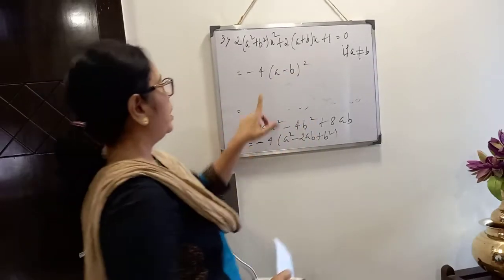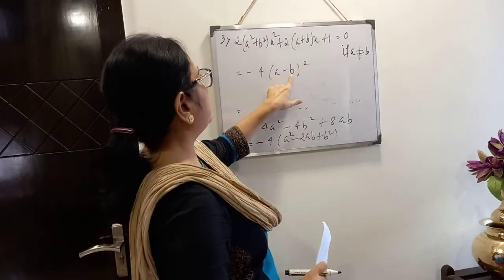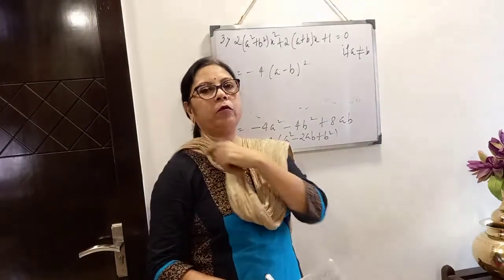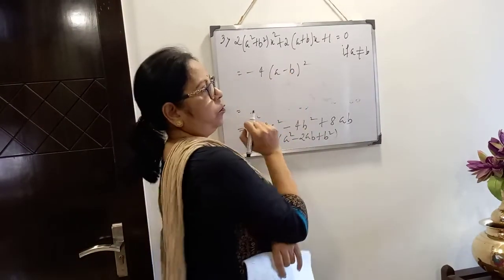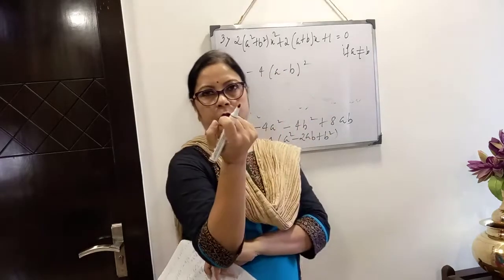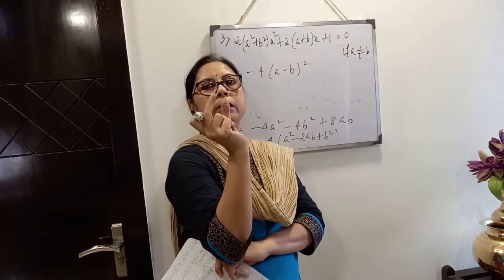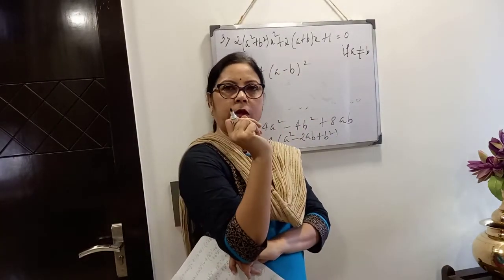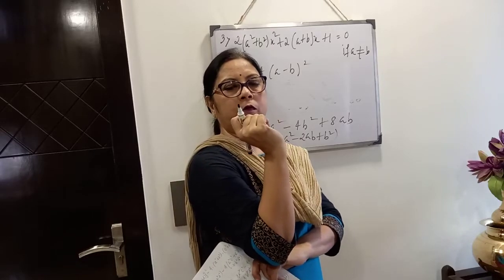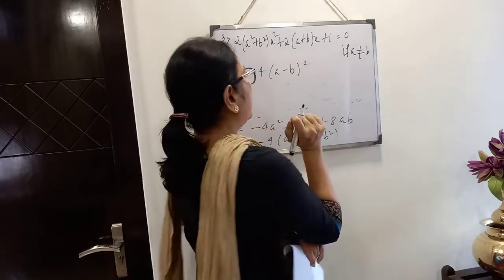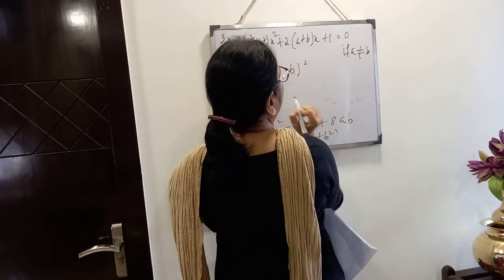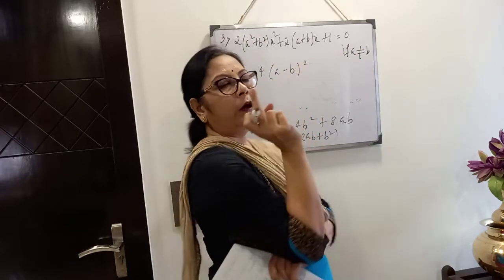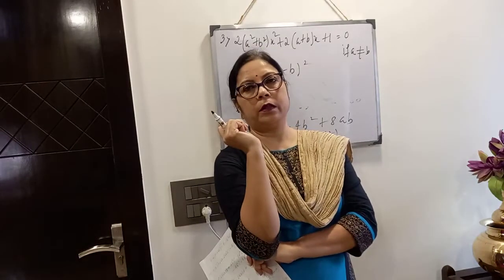Now see, if a equals b, then what will we get? A equals b, then this will become 0. So 4 into 0 means 0. Clear? In that case, discriminant will be 0. The roots will be real and equal. But it is told that a not equals b.